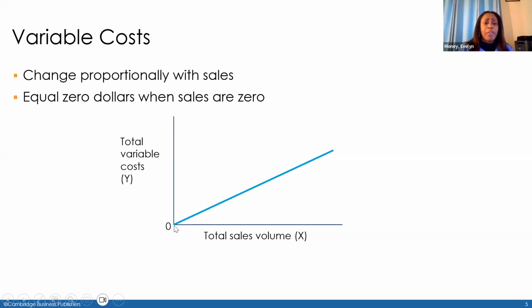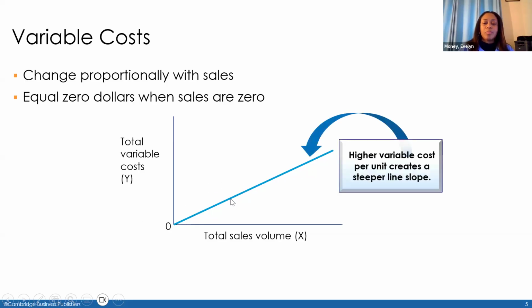If my sales volume is zero, then my variable cost in total will be zero as well. So I start at 0, 0. And notice that I'm moving up in this nice, beautiful straight line that is proportionate. Now, I do want you to keep in mind that variable cost per unit typically is going to remain the same. So whether I order 20 pounds of material or 1 pound of material, I'm still paying $5 per pound, but the cost in total is what will change.